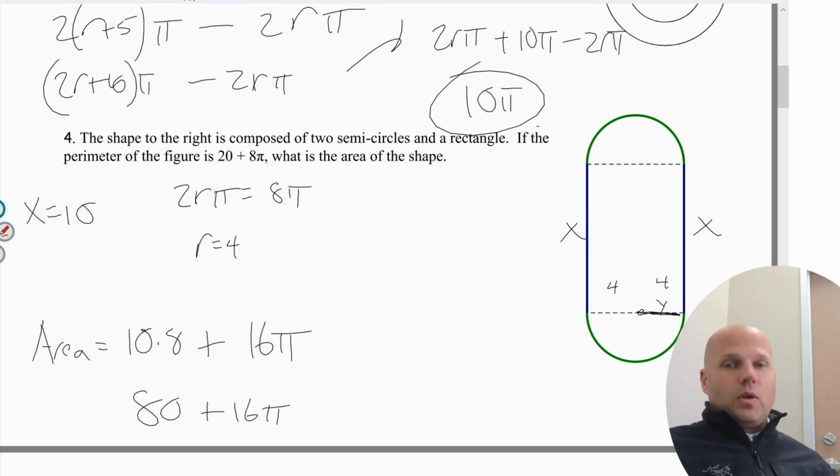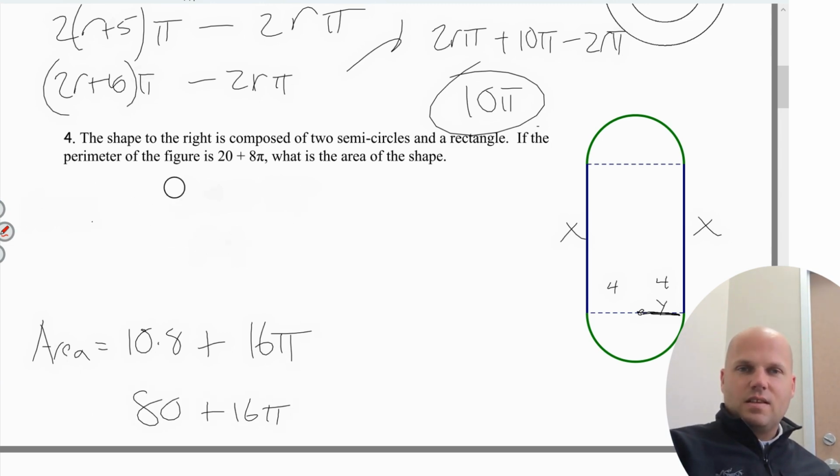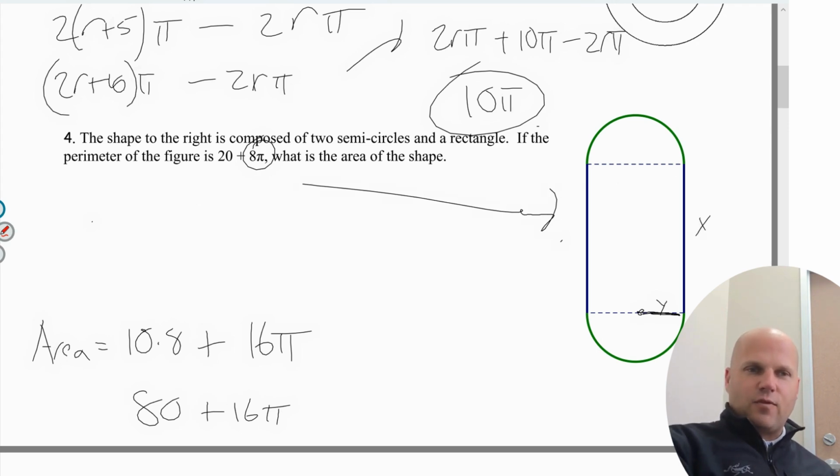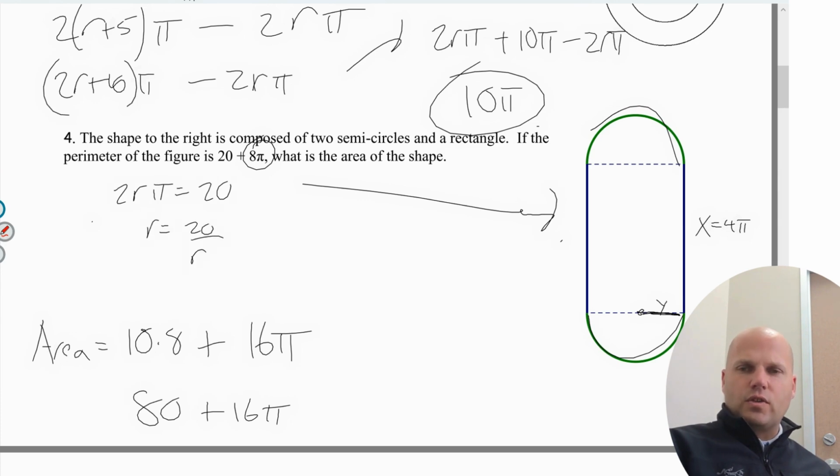Now, what if I decided to do this a different way? Could I do this a different way? Yeah, I don't want to confuse you, but what if I said that 8 pi was this? So this x is 4 pi. And what if I said 20 was the full circumference of the circle? So 2r pi equals 20. So r is 20 over 2 pi.